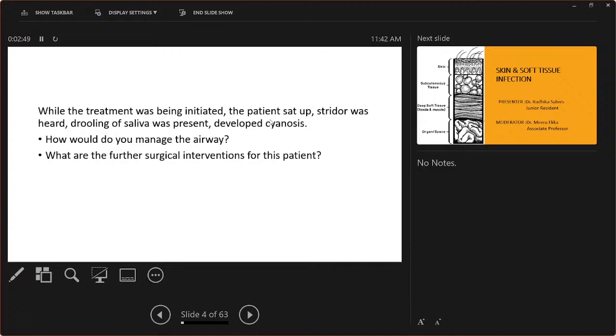While the treatment was being initiated, the patient sat up and the stridor was heard. Drooling of saliva was present and the patient developed cyanosis. How would you manage this airway? What are the further surgical interventions for this patient?